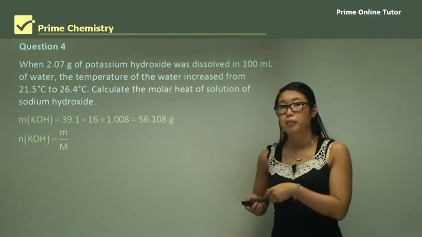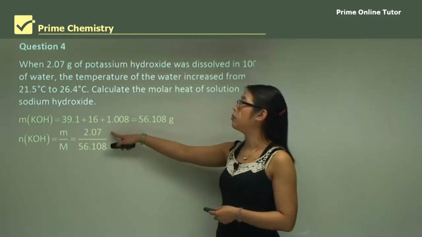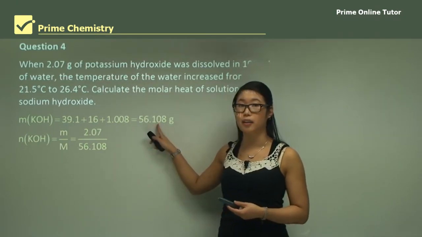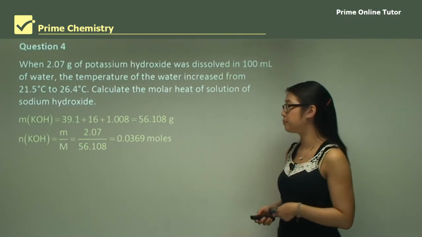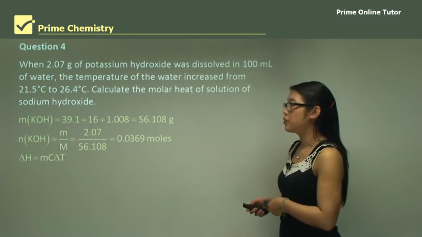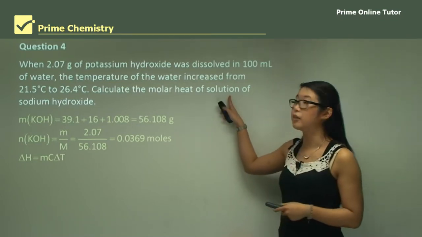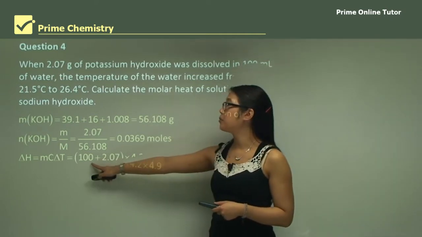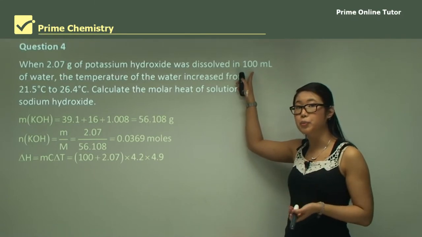So remember, the number of moles is mass over molar mass. We know the mass we measured out is 2.07, divided by the molar mass, which we just calculated here. And what we get is 0.0369 moles. We then use ΔH equals mcΔT to look at the heat of solution. So the mass is the 100 grams of water that we had, 100 mL of water. 1 mL is equal to 1 gram.